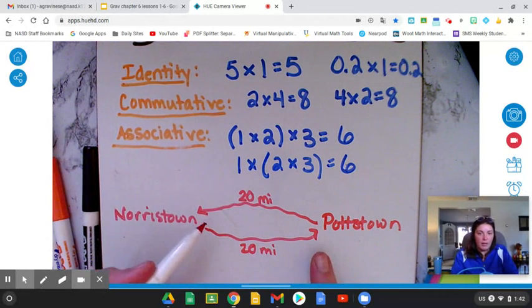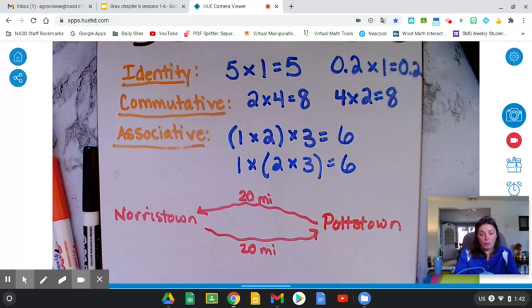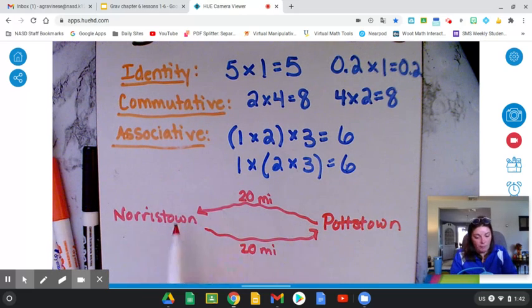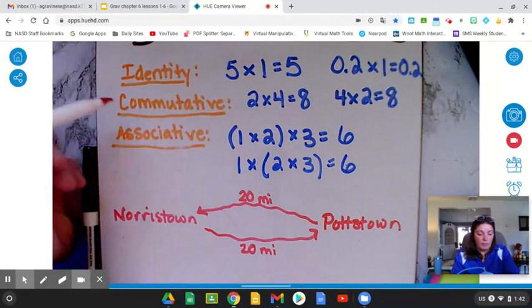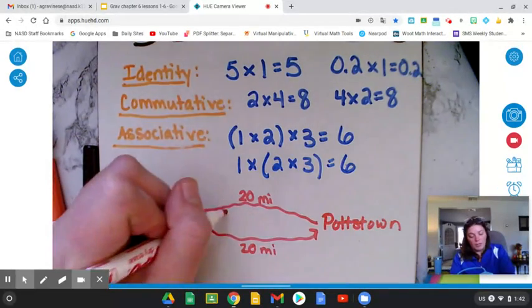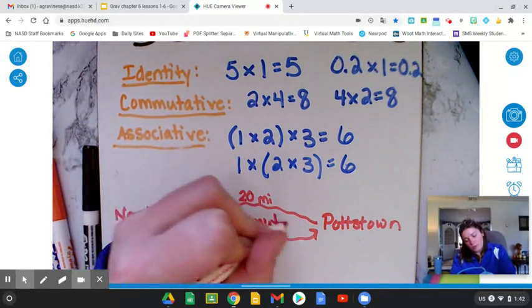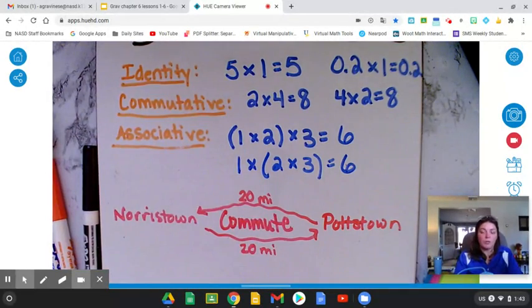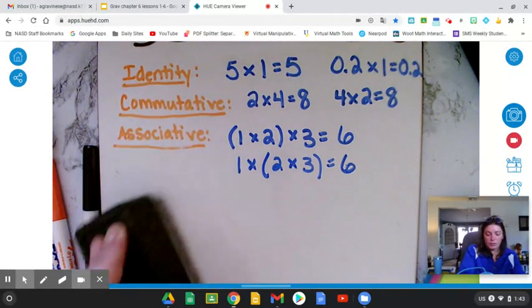You can see that for me to go to work and come home, I flip-flop or I reverse the order. And that's what the commutative property does. You flip-flop your digits in multiplication, you reverse the order. This is my commute. And it's similar to the commutative property. All right, let's look at another example.